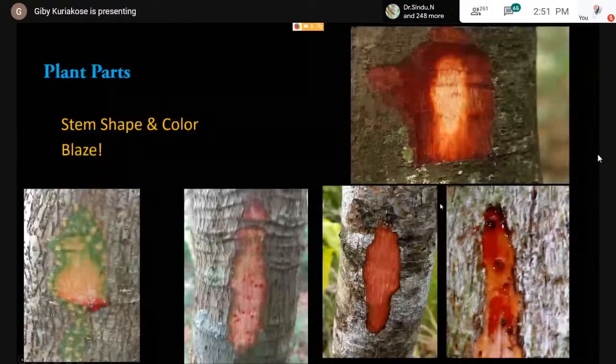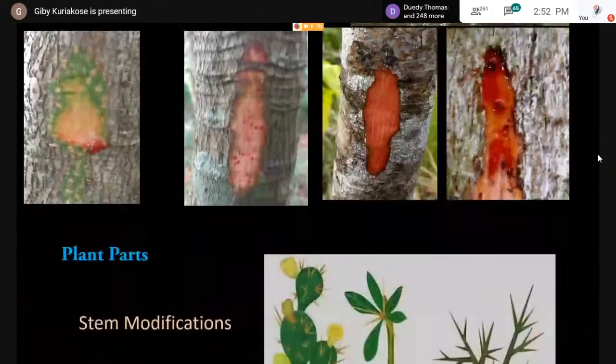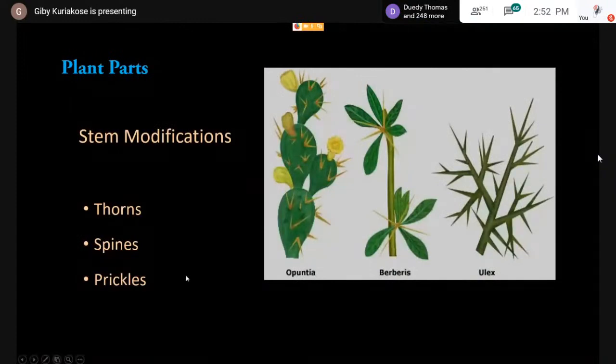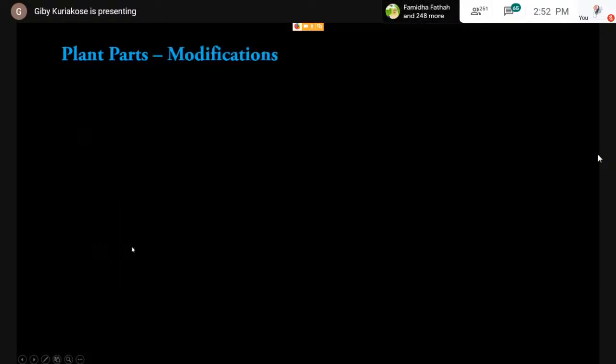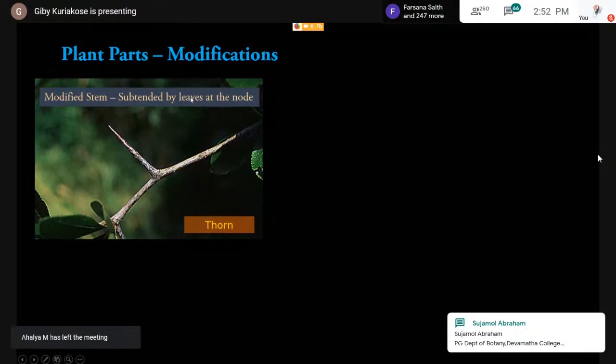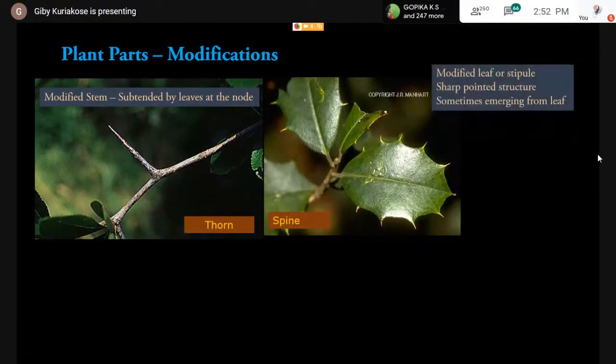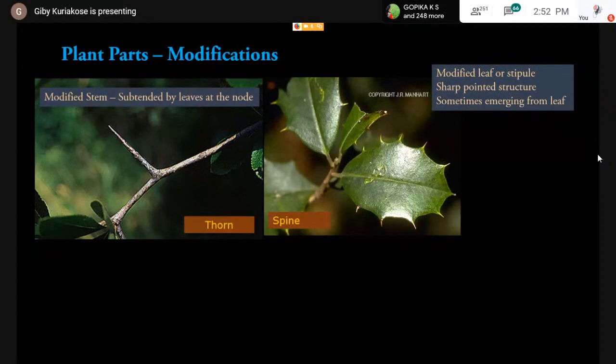You may not be getting keys, but some experts might ask you what was the color of the bark or the inner bark. Then plant parts: you should know these structures, and precisely what the differences are between thorns, spines, and prickles. A thorn is a modified stem which is subtended by leaves at the node, and may have a very sharp tip, whereas a spine is a modified leaf or stipule which has a very sharp pointed tip. It might sometimes emerge from a leaf.